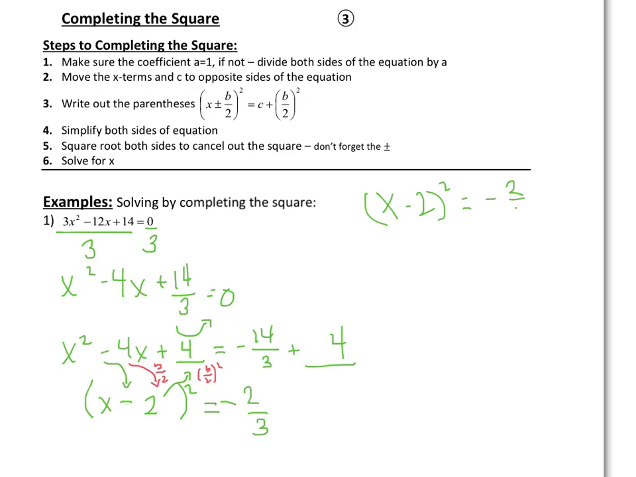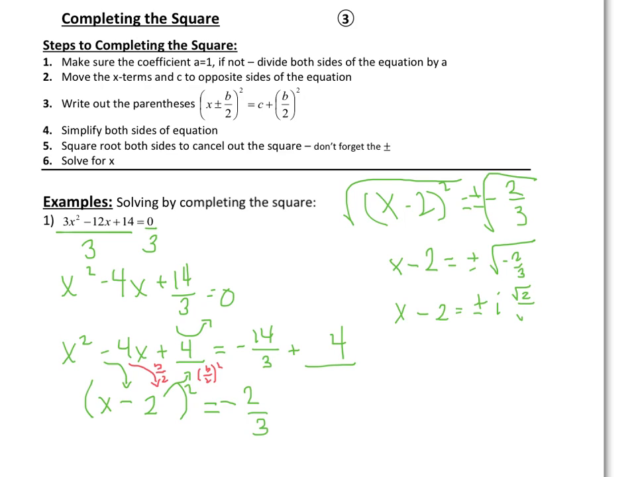negative 2 thirds. So I want to get rid of the squared. So in order to get rid of the square, the opposite function would be square rooting it, and whenever you square root, you need a plus or minus in front. So the square root of a squared term would leave me with what's underneath, so x minus 2 equals plus or minus the square root of negative 2 thirds. I want to get rid of that negative underneath the square root. So a negative underneath the square root means it's an imaginary number.